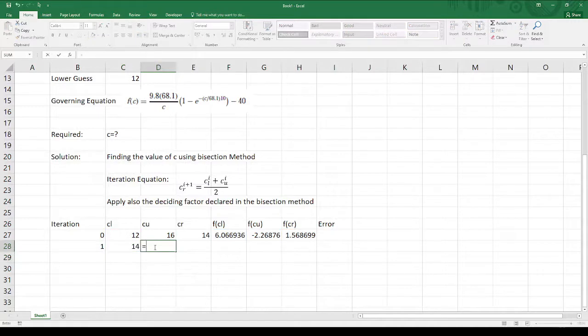Let's just try this one. So if multiplying this one with this one is lesser than 0, then you should be replacing your upper with this one. If false, then just this one.